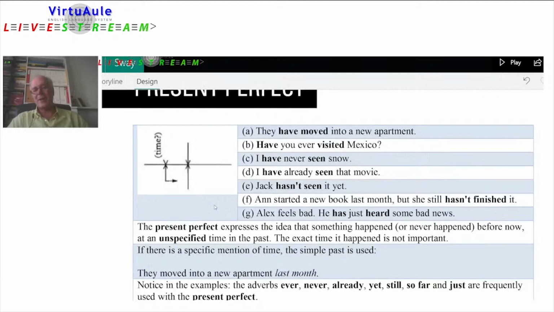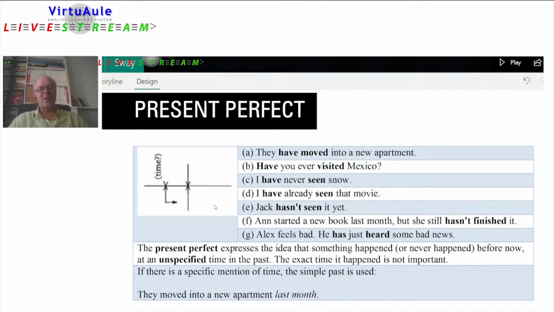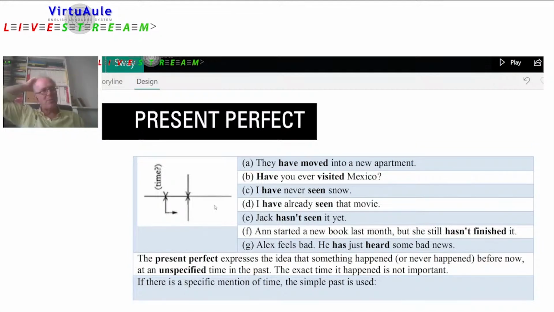Okay, let's look at the present perfect. If you have questions about the present perfect, you might have to go back to the A2 course, look at units 17, 18, and 19. We'll just review the present perfect here in any case.